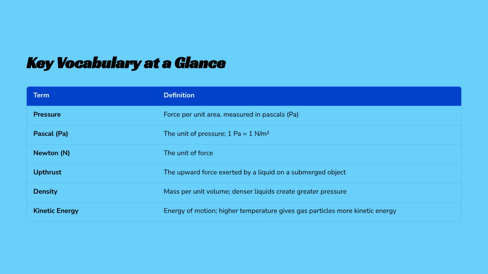Key vocabulary includes pressure measured in pascals, force in newtons, and upthrust as the upward force from a liquid. Remember that density is mass per unit volume, and kinetic energy is the energy of motion for gas particles.